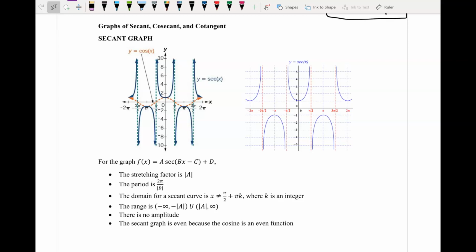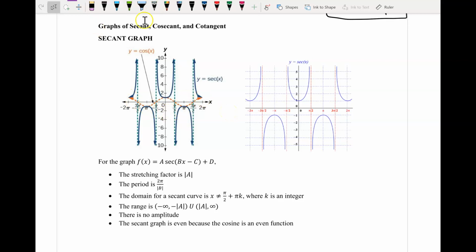All right, so let's go ahead and take a look at the graphs of secant, cosecant, and cotangent. So here is the secant graph. To graph the secant graph, it's actually not as bad as it looks like. One of the good strategies is to graph the cosine curve first.